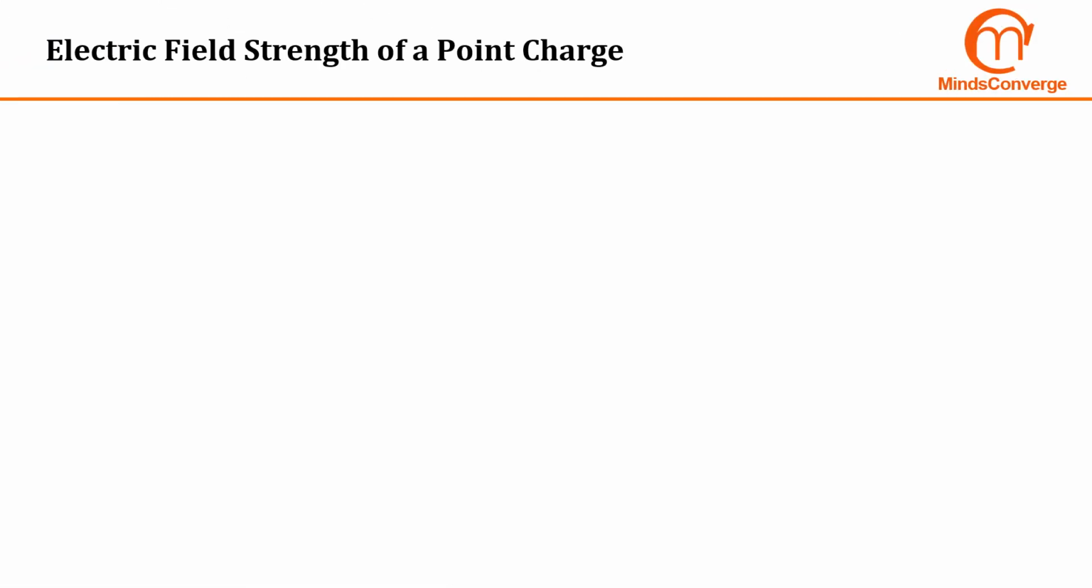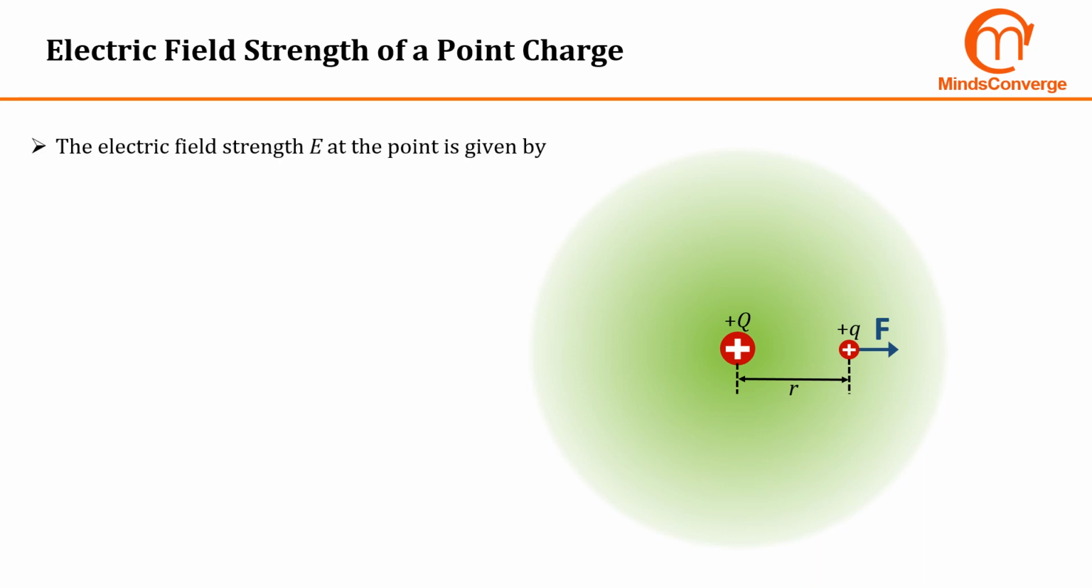Coulomb's law can be used to find how the electric field strength varies with distance for a point charge. Imagine a point charge positive Q producing an electric field around it in free space. A positive test charge small q is placed at a distance r from the point charge Q. The electric force that acts on the test charge is F. Based on the definition, the electric field strength at the point is given by E equal to F over q. Applying Coulomb's law, the magnitude of the electric force F is equal to kQq over r squared.